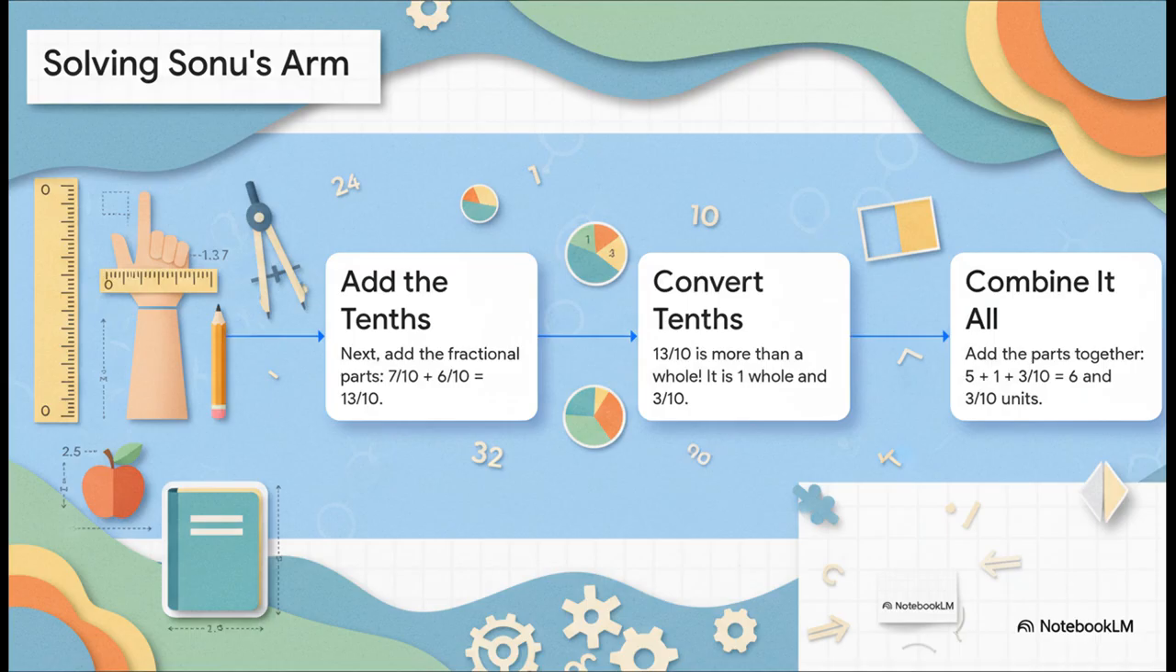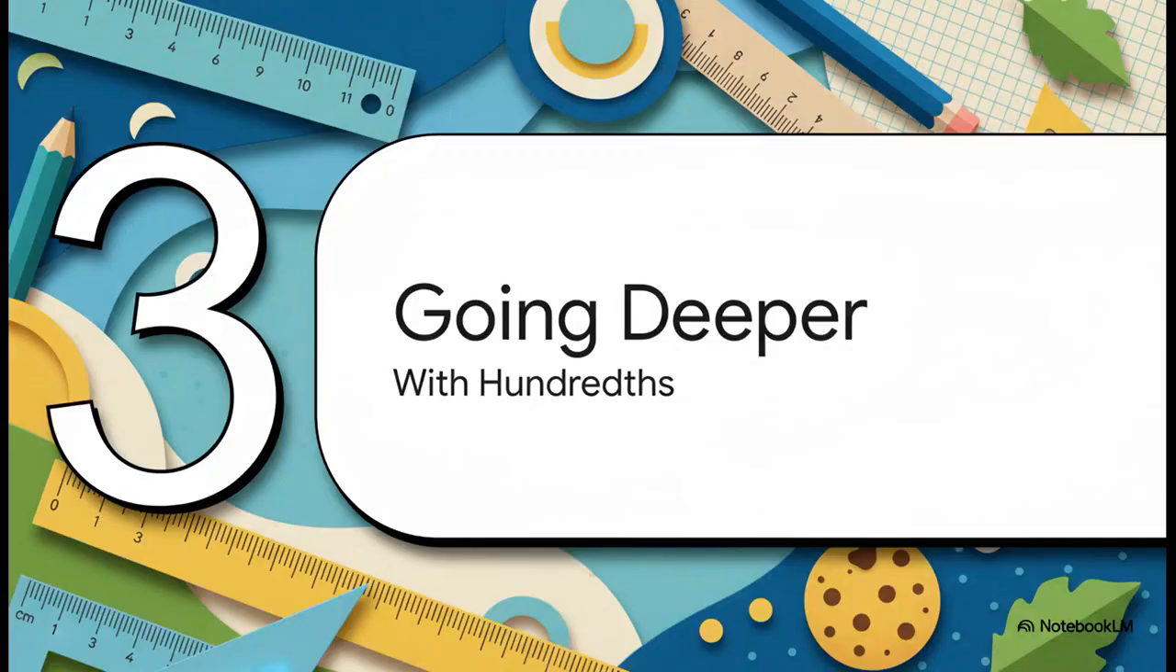So 13 tenths is actually 1 whole unit with 3 little tenths left over. So we take that 1 whole unit and add it to our 5, which makes it 6. And what's left? Just the 3/10. So the final answer is 6 3/10 units. That's how it's done. You are all doing it so well. I'm so proud. But what happens when even tenths aren't small enough to be accurate?